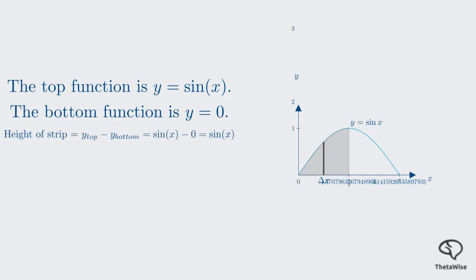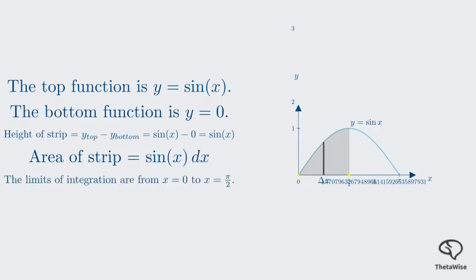The height of our strip is the top function minus the bottom function, which is sine of x minus 0, or simply sine of x. The area of this strip is its height, sine x, times its width, dx. Now, what about our limits of integration? Since we're integrating with respect to x, we need the minimum and maximum x values in our region. The region starts at x equals 0 and ends at the line x equals pi over 2. So our limits are from 0 to pi over 2.